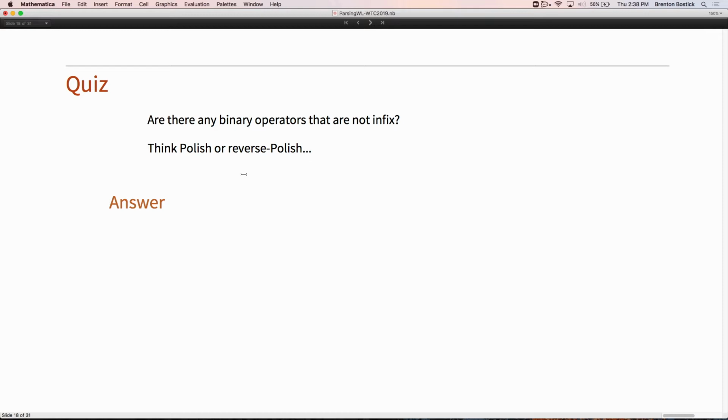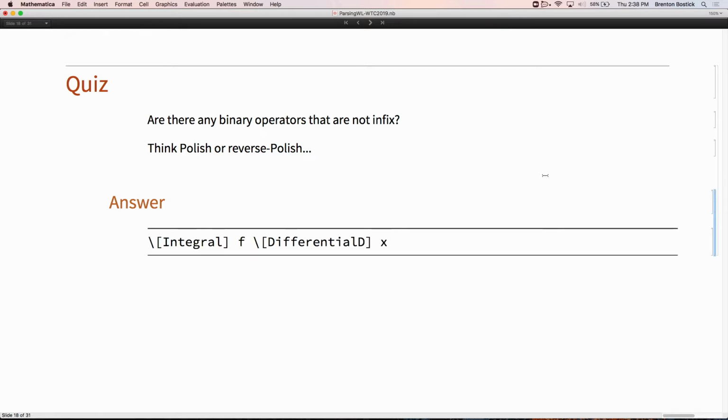Are there any binary operators that are not infix? Think Polish notation or reverse Polish notation. Because the differential d binds to x, and so integral actually takes two arguments. And, well, that's already defined. I mean, yeah, okay, I could clear that, but.